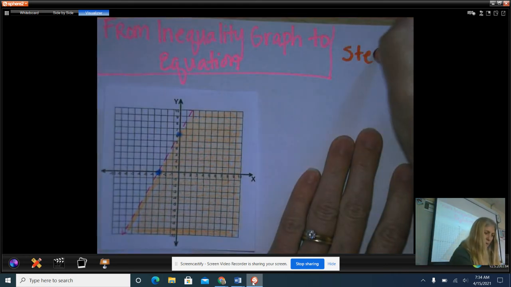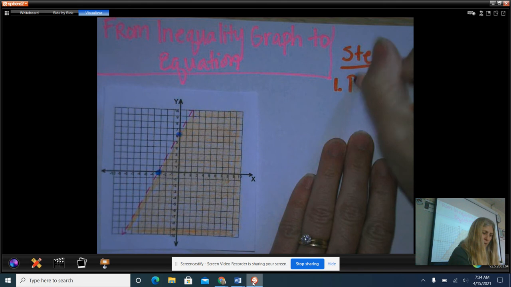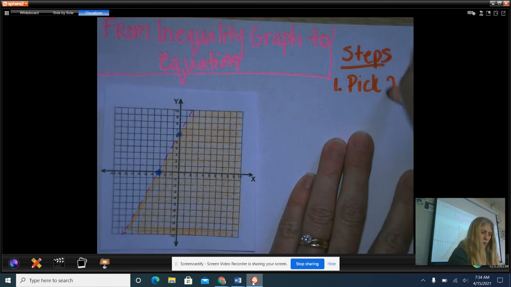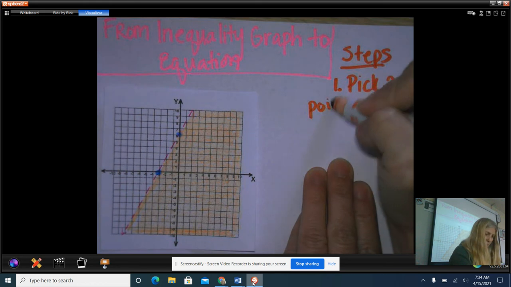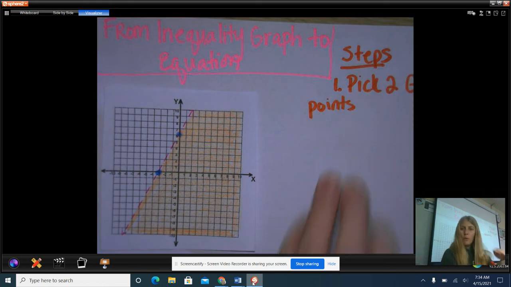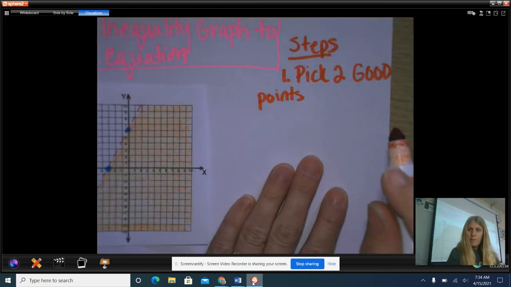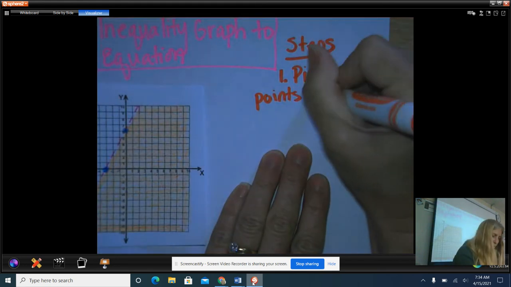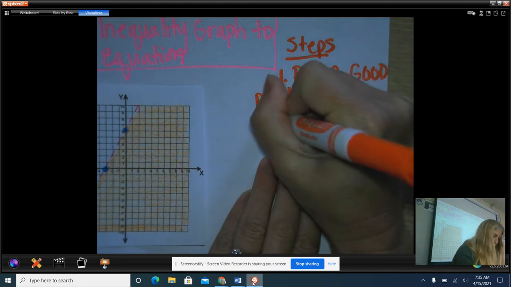So here we go. So the first step is pick 2 good points. And remember, 2 good points means where they hit the crossroads of your coordinate grid. And find the slope.